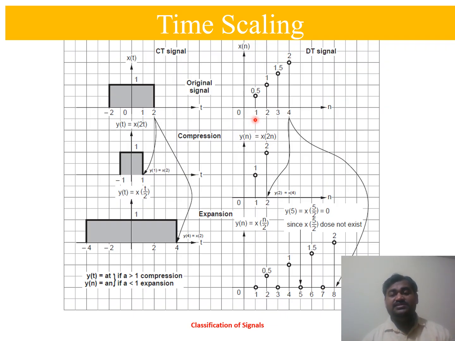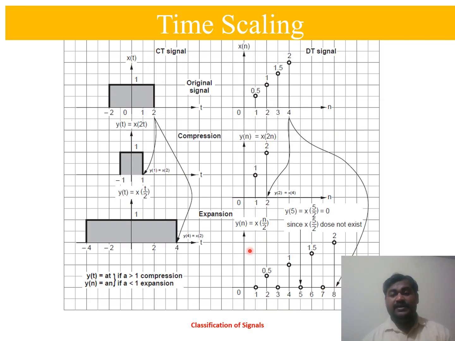In the discrete case, we should not take fractional points. We should take only integers. So the 0th point is 0. If you divide 2 by 2, this becomes 1, with value 1. Dividing 3 by 2 gives 1.5, which need not be considered. If you divide 4 by 2, it becomes 2, so at 2 the value is 2. This is compression of the signal.